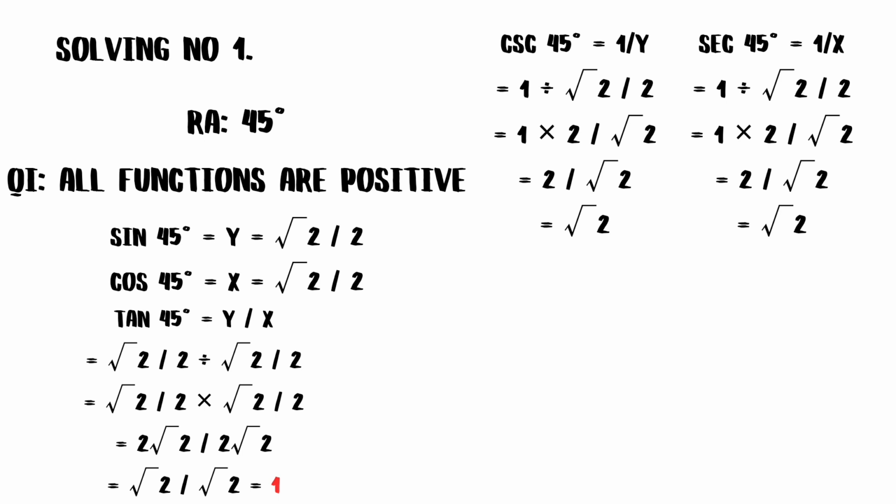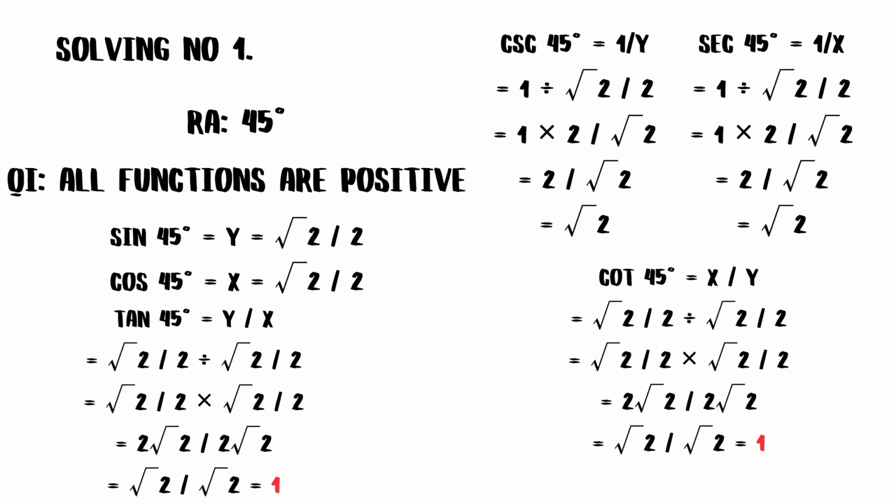Now let's solve secant 45 degrees. The formula of secant is 1 over x, which is the same process as for cosecant 45 degrees, and the final result, same as cosecant 45 degrees, is square root of 2.